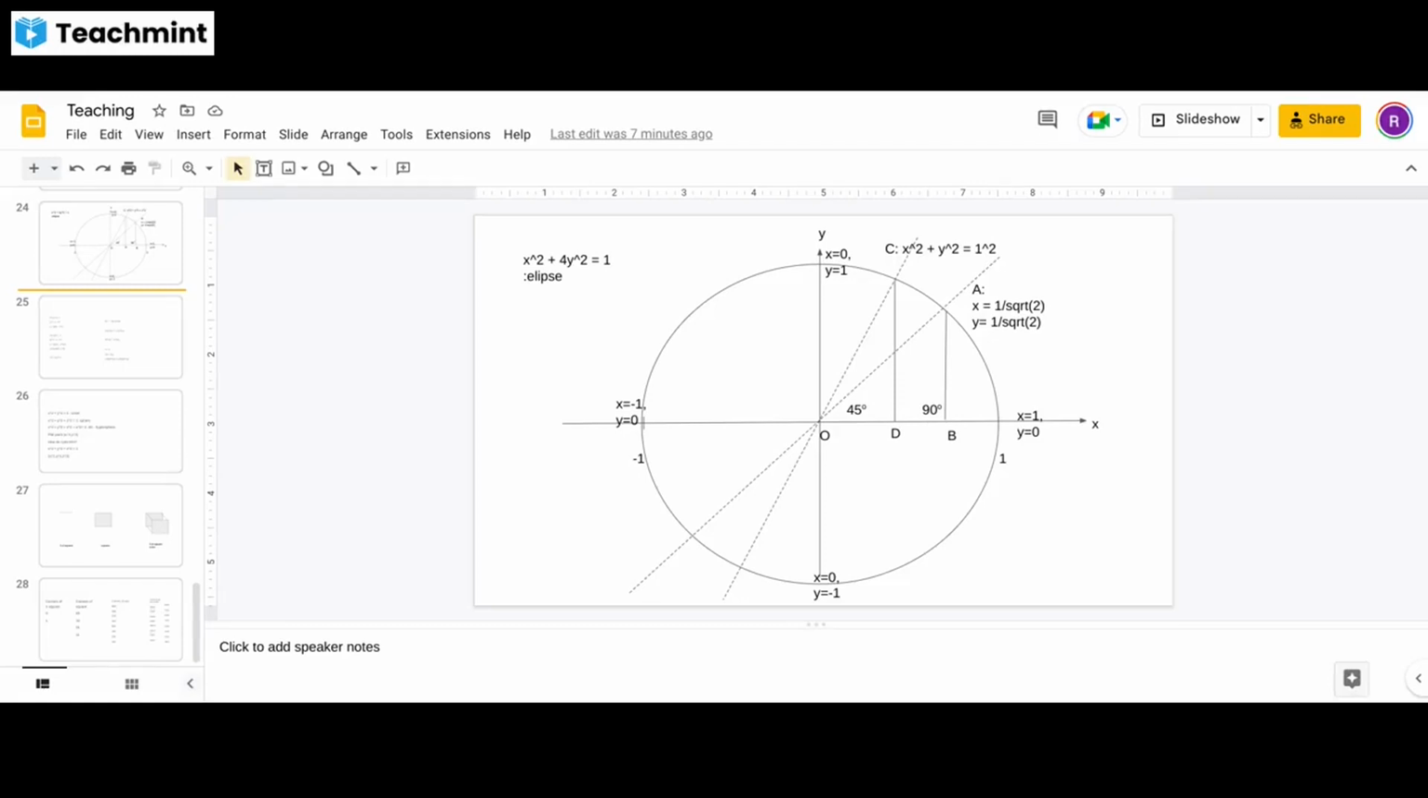Don't remember? So 1 by root 2. Yeah, 1 by root 2. X coordinate is 1 by root 2, y coordinate is 1 by root 2. Okay.